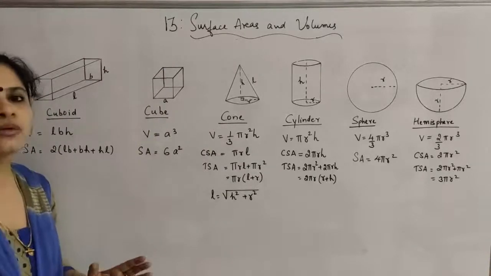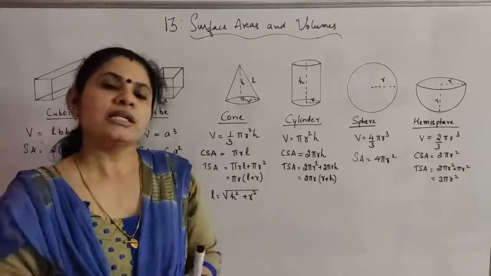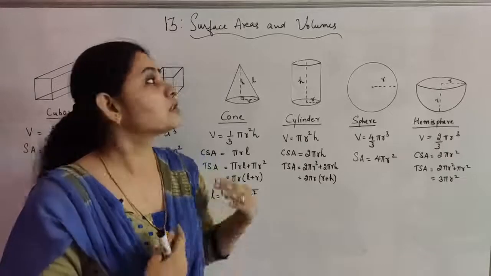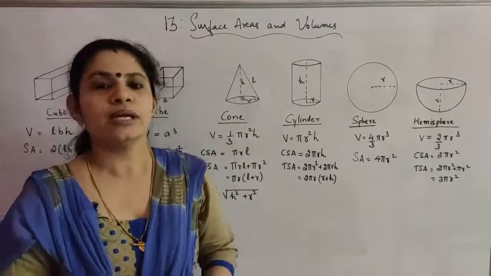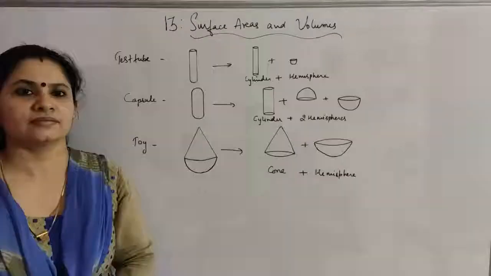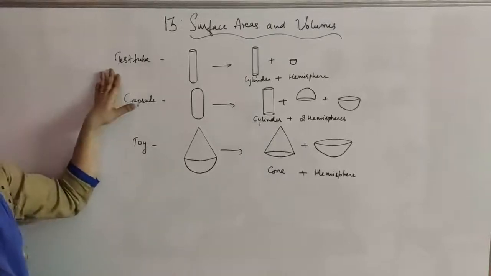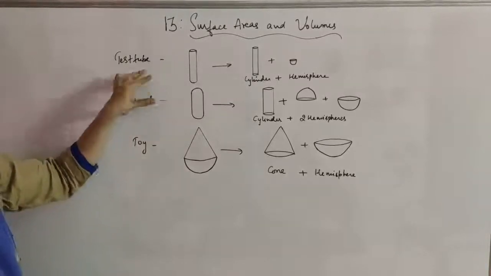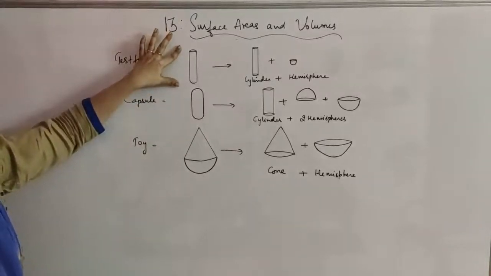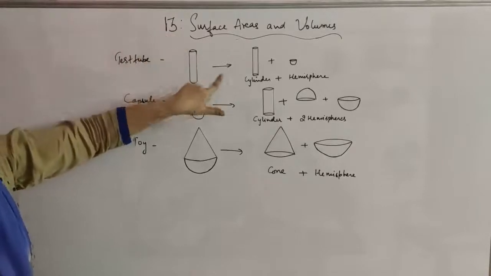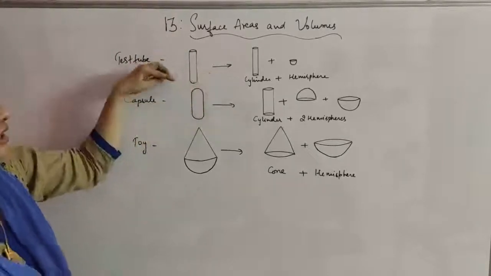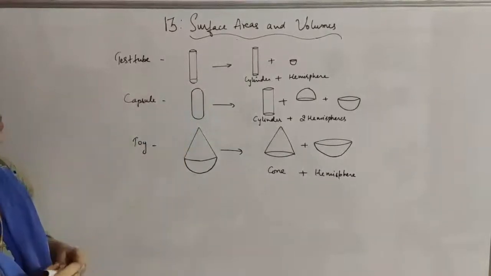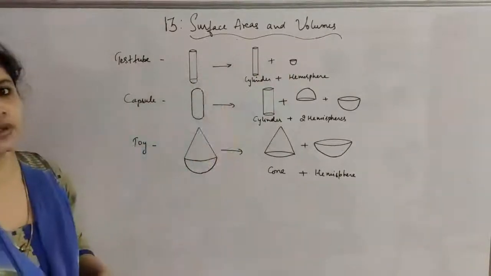Now in this chapter, we will be discussing the combination of certain solids whose surface areas and volumes will be found out. Taking certain examples such as test tube, capsule or toy. For a test tube, you can see this is the figure you have seen in chemistry labs. That can be broken into two. From this portion you can just break it. So you will get one cylinder portion and a hemispheric portion.